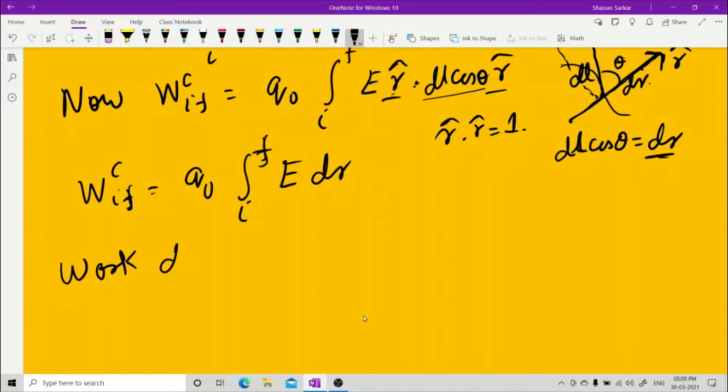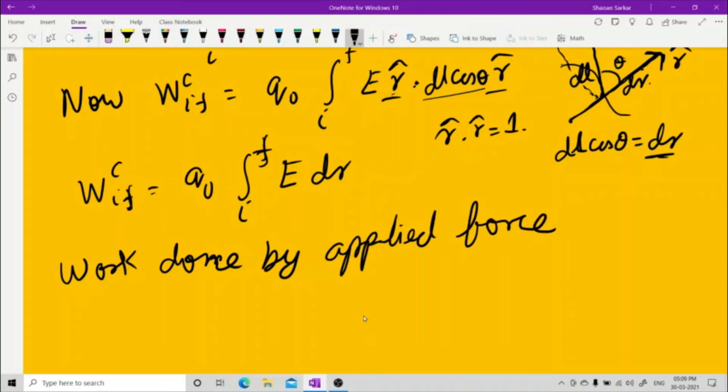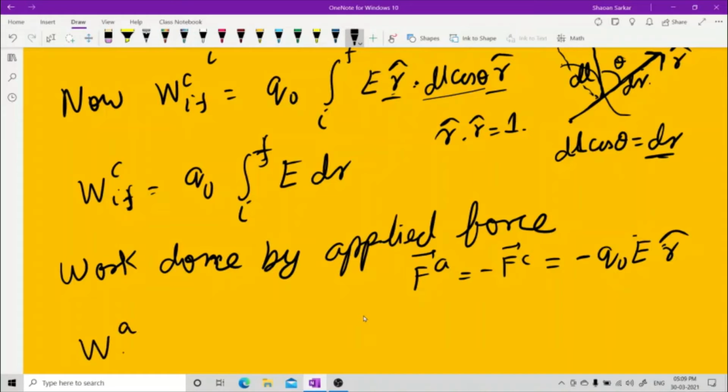Work done by applied force. Now you see one thing in this applied force. You know that F applied is minus F conservative, whereas my F conservative is minus q naught E vector r cap. So now W applied initial to final, you can write this as your F applied dot dl initial to final.